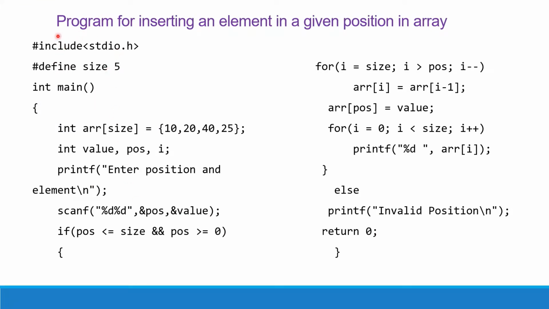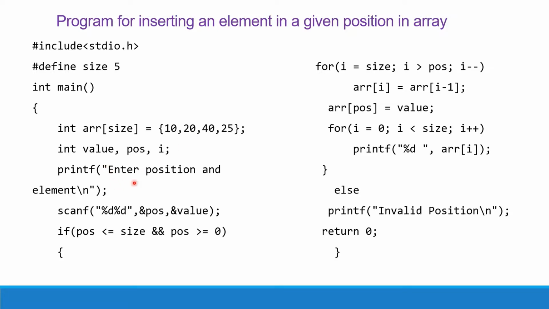And now we'll see a C program for inserting an element in a given position in an array. Here I have defined hash define SIZE 5, and then this is my existing array. Okay, I have 10, 20, 40 and 25 as elements. My array size I have defined as 5 here. Okay, size 5. So here I have 4 elements. I can insert one more element in this array.